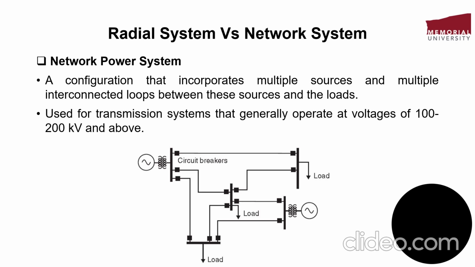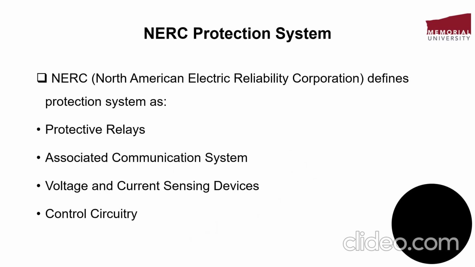Moving next, I have used a terminology named NERC protection system here. So what is NERC? NERC is the North American Electric Reliability Corporation, which is a non-profit organization that deals with the reliability of power systems in the North American region. According to NERC, the protection system is defined as a combination of protective relays, associated communication systems which are used for the communication and power system, voltage and current sensing devices, and the control circuitry which controls the circuit.